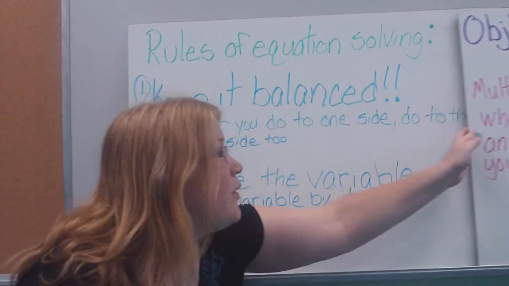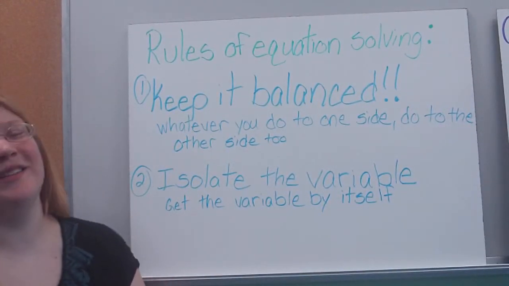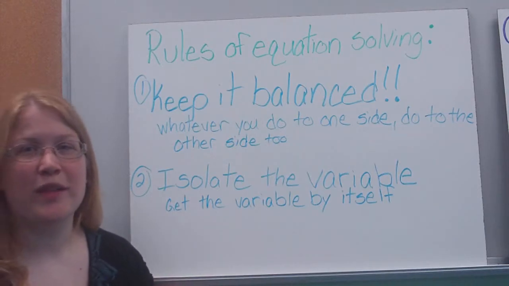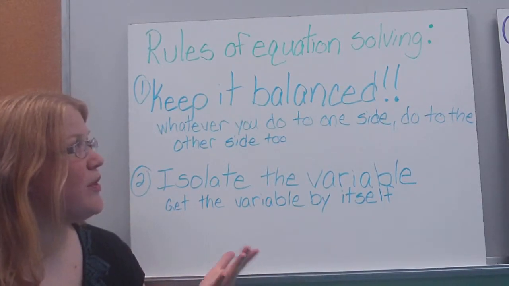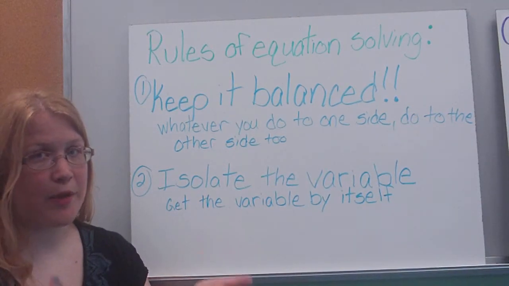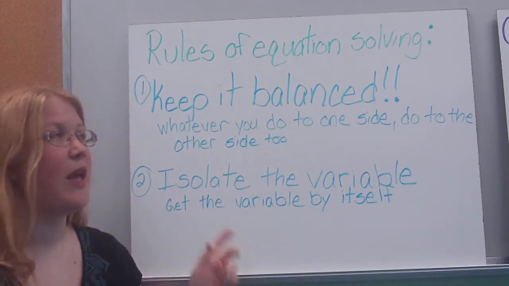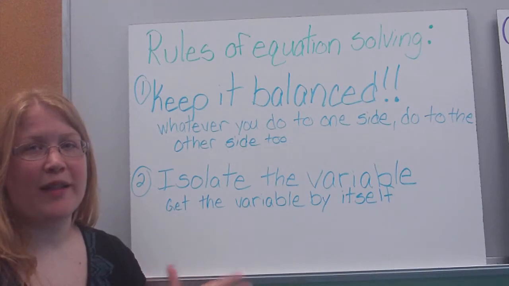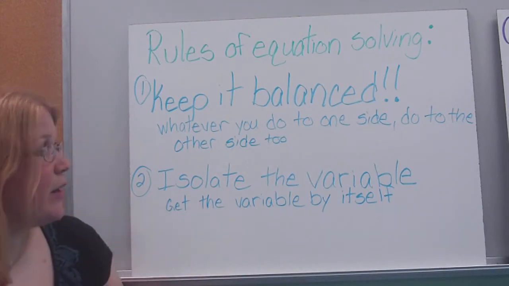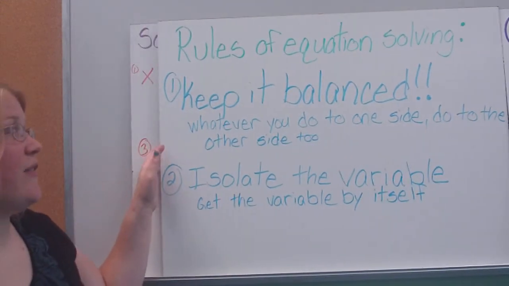Again, the board that you're getting tired of seeing, but you need to know. How do I solve equations? Our two rules: keeping it balanced, which is the properties we've talked about. Whatever I do to one side, I also have to do to the other. And I want to get the variable all by itself. I need to isolate that variable. Keep it balanced, isolate the variable.